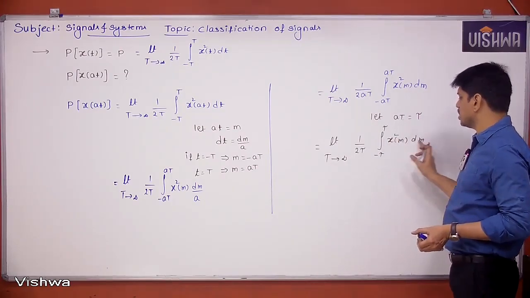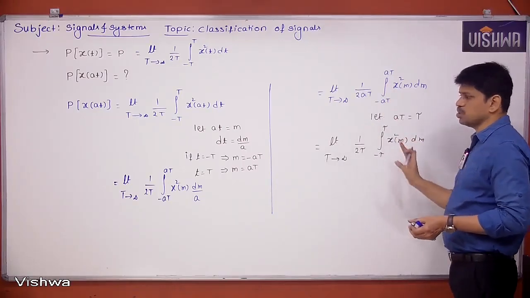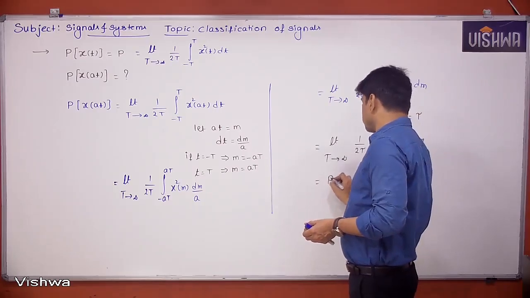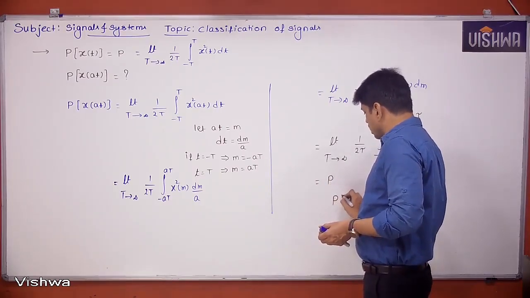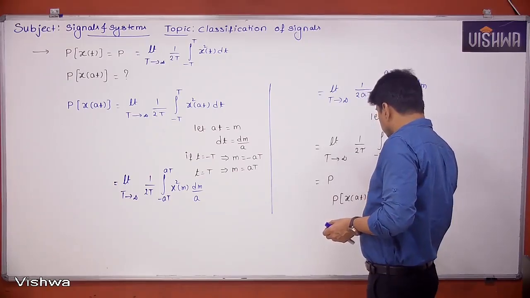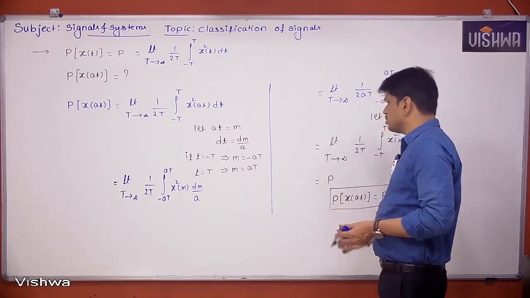Only this m has changed. That means there it is t, here it is m. It won't make any difference. Both are exactly same. So I can say this is nothing but p only. So from here onwards, remember power of x of at is the same as p, which is nothing but power of x of t. Okay, take it.